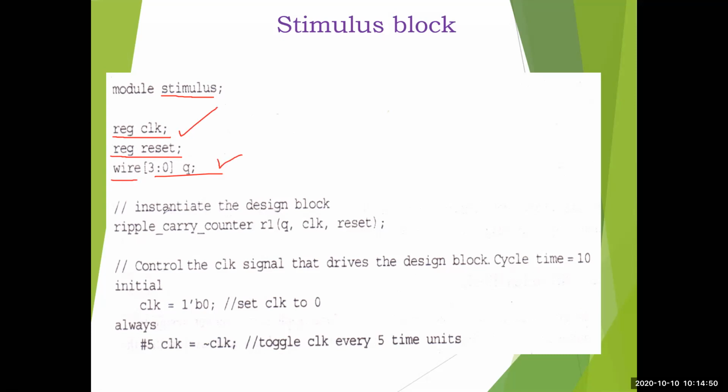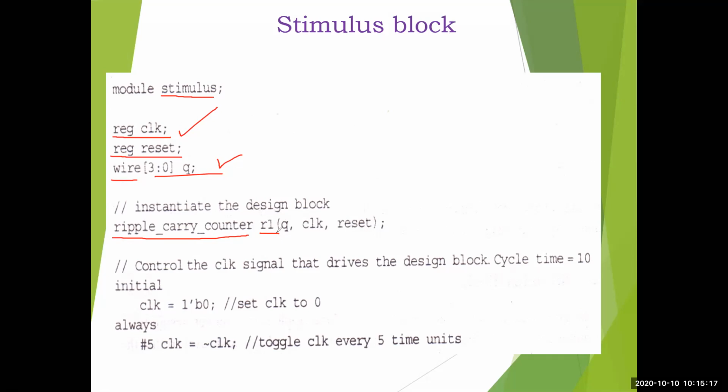Now we will instantiate the design block. What is the design block name? The module name we used first, ripple carry counter, we use here, and for that counter we give one instance name. This is important: R1. This will be referred to in the design. Whatever values we give for Q, clock, reset will be passed to the design block. Now the design block will do the calculation and display the result.